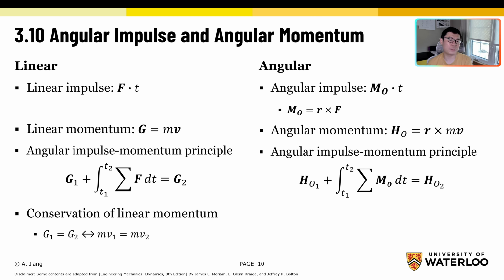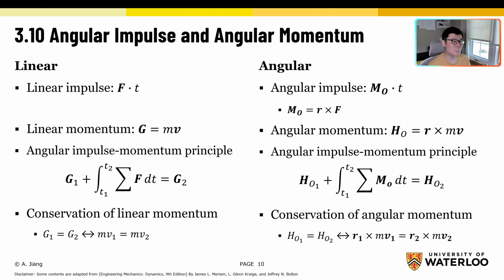As for angular perspective, we have angular impulse MO times t, and there is one more step to get MO by taking the cross product of r and F. Then we have angular momentum and angular impulse momentum principle written here. You can see how similar they are between linear and angular. Lastly, we have the conservation law. We call it the conservation of angular momentum. Now, if you take a look at this side by side between linear and angular, mathematically speaking, the angular side just has one more variable to deal with, which is the position vector r.